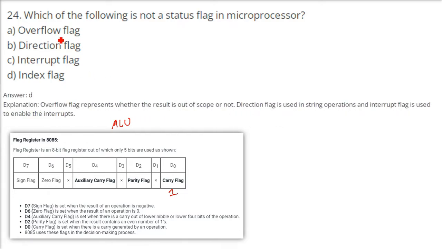So the answer here is the index flag, because the overflow flag represents whether the result is out of scope or not, that it has spilled over or not, means whether it is out of bound or not. Something extra has come. Direction flag is used in string operations, like concatenation, etc. And the interrupt flag is used for enabling and disabling, that is, it is used to enable the interrupts. IF flag, interrupt flag. Okay. So the answer here is D, index flag.